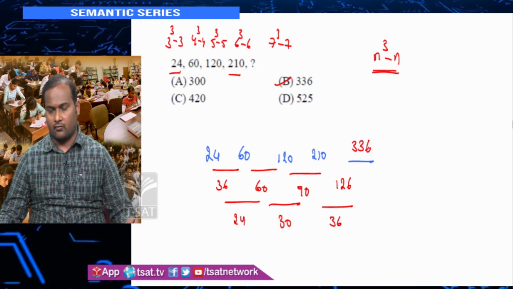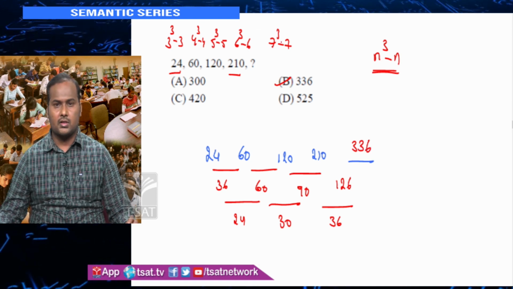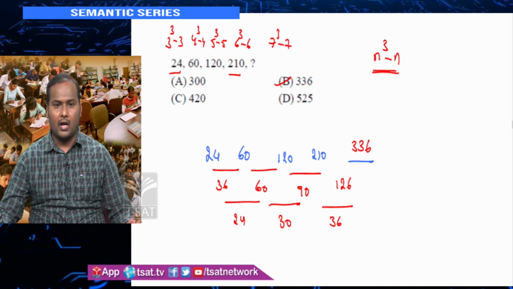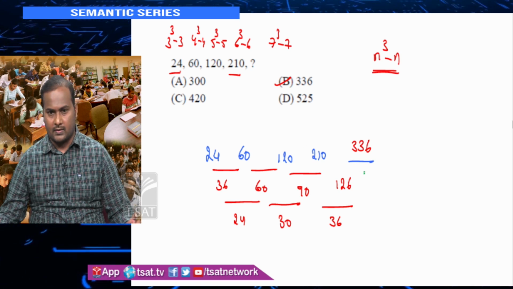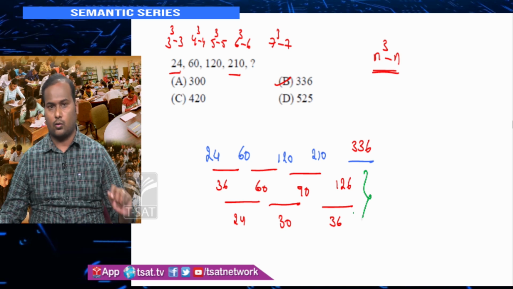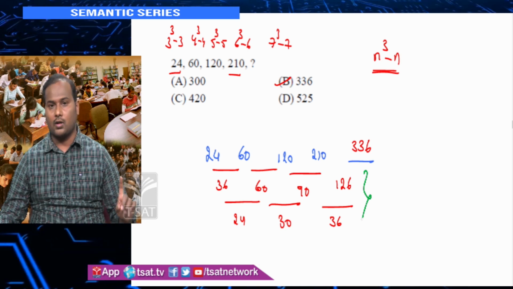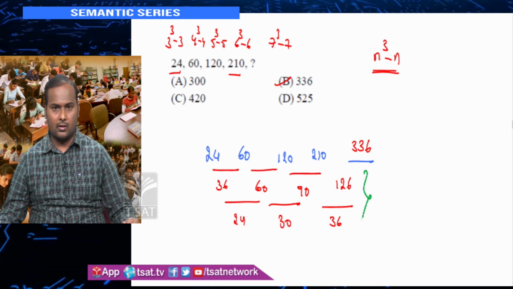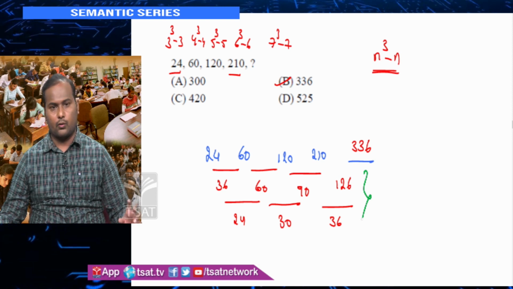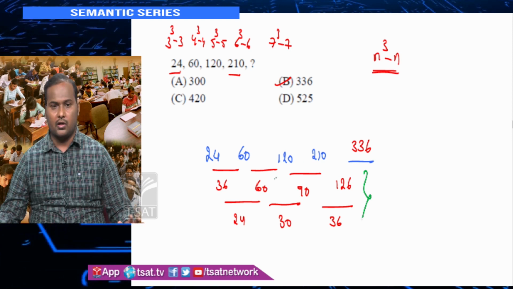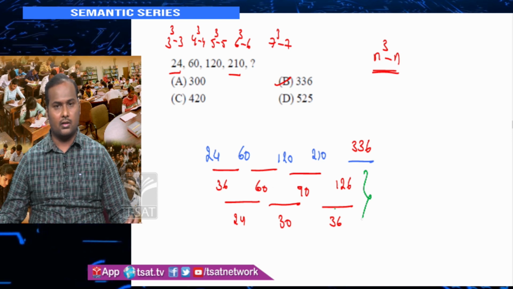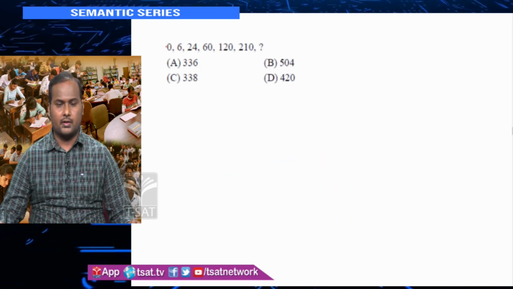So what I can observe from this is, whenever the question is in cube format, you have to take the difference twice. Whenever the question is in square format, if you take the difference one time also, you will get the answer. But whenever the question is in the cube format, you need to take two differences, then you will get the answer easily.